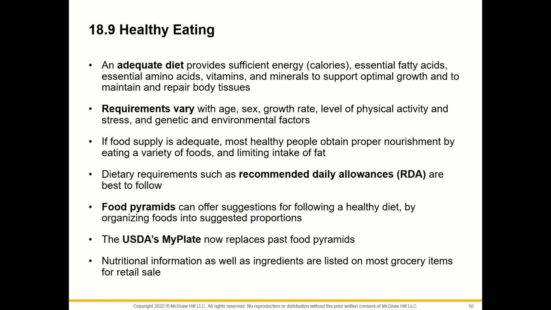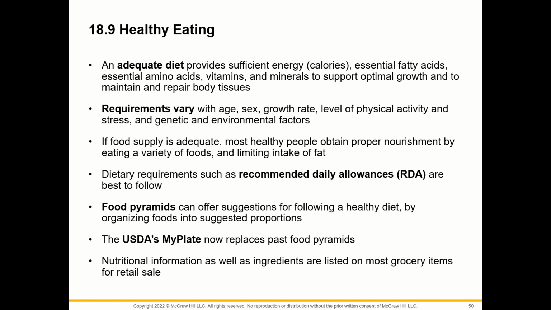An adequate diet provides sufficient energy, calories, essential fatty acids, essential amino acids, vitamins, and minerals to support optimal growth and to maintain and repair body tissues. Requirements vary with age, sex, growth rate, level of physical activity and stress, and genetic and environmental factors. If food supply is adequate, most healthy people obtain proper nourishment by eating a variety of foods and limiting intake of fat. Dietary requirements, such as the recommended daily allowances, the RDA, are best to follow.